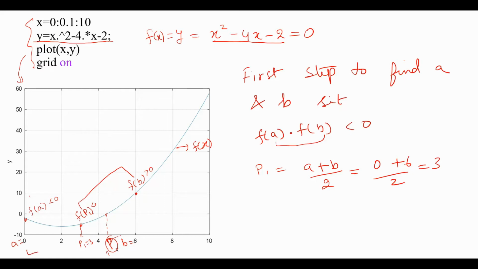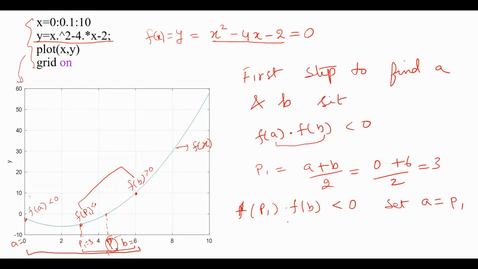Your interval was so big. Now what you have done in the second step, your interval of searching has lowered to half. Now you will search your root in between 3 and 6. So f of a into f of p1 is less than 0, so for the MATLAB programming, what you need to do is set a is equal to p1. Now your a is upgraded with this value p1, because now your root will lie in this smaller interval.